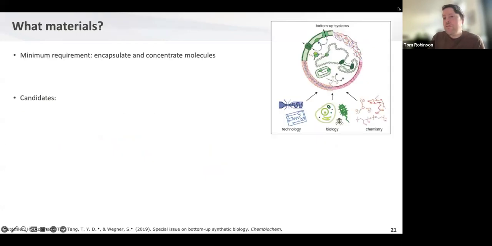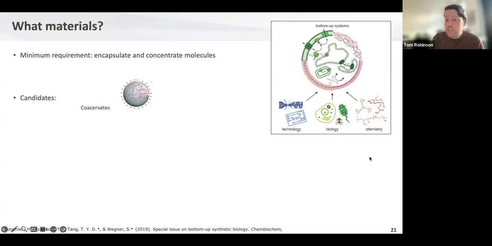Now, whatever we try and do to build our synthetic cells, whether we take new technologies and develop new technologies, whether we take existing elements of biology or develop new chemistries, one thing is quite obvious, at least my argument would be that we need some kind of compartment-based system. And the requirements of that system would be that we need to encapsulate and concentrate the necessary molecules or ingredients. So what kind of materials could we use?